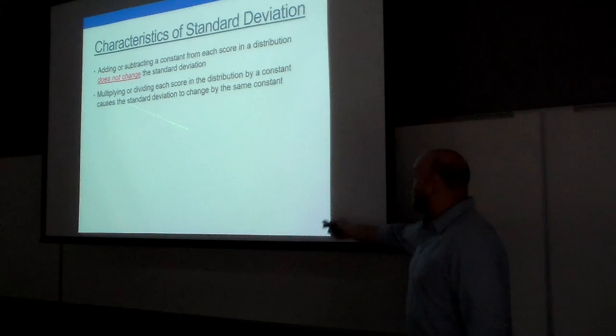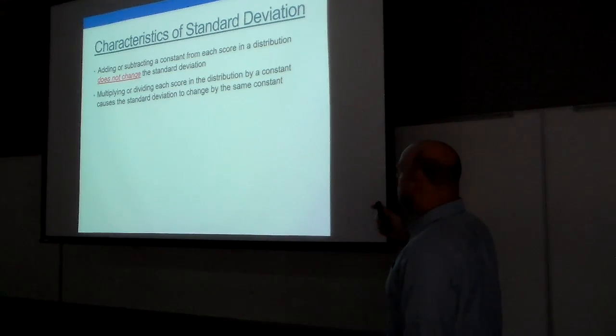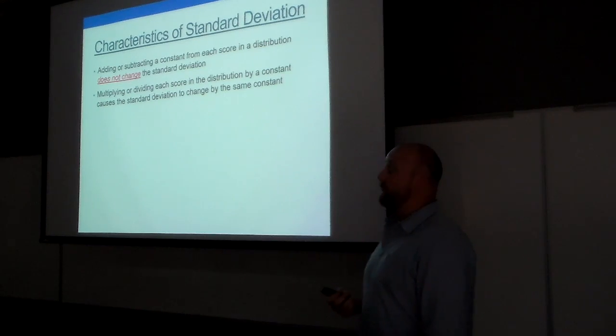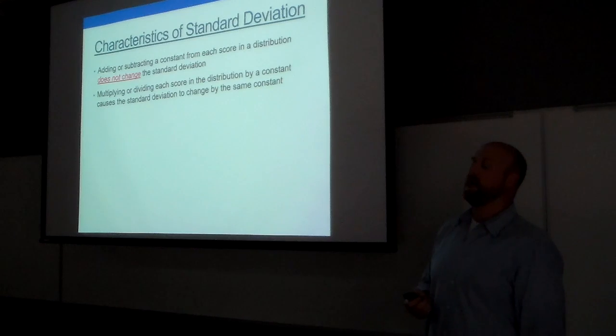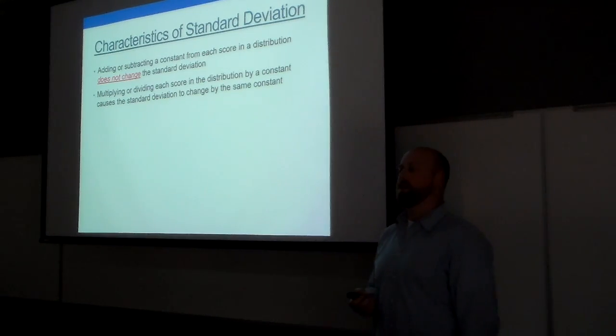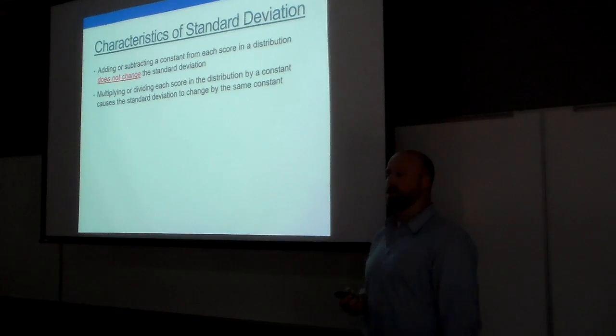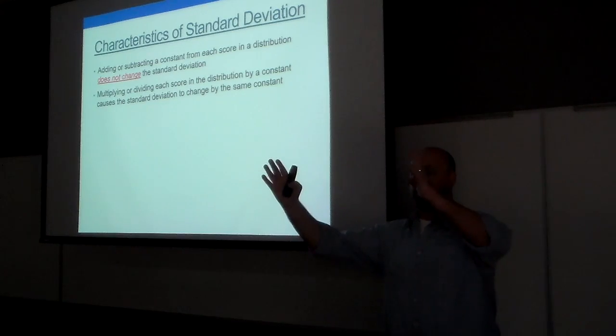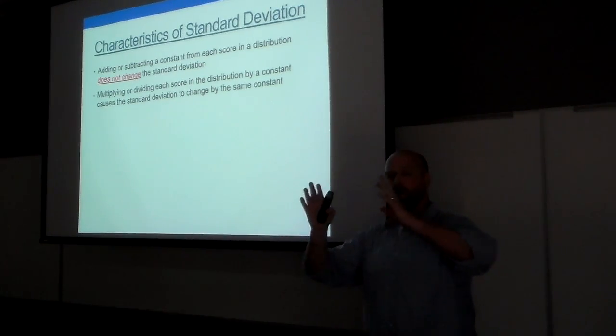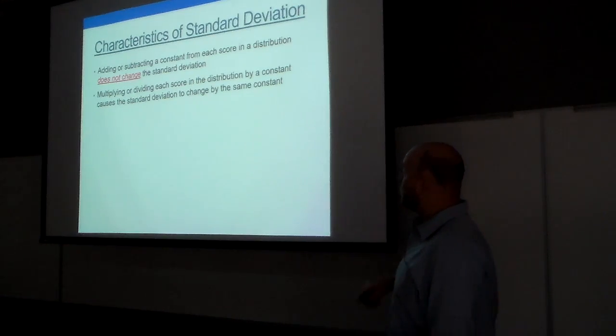Characteristics of standard deviation. Adding or subtracting a constant from each score in the distribution does not change our standard deviation, right? It changes our mean, but doesn't change our standard deviation. If I have a set of scores and the mean is 10 and the standard deviation is 5, and I add 5 points to every score in the distribution, what's my new mean? 5 points, so it's 15, right? What's my standard deviation? It's the same, right? I just took that distribution and shifted it over. The distances between scores are all the same. So I can add or subtract constants for every score in this distribution.